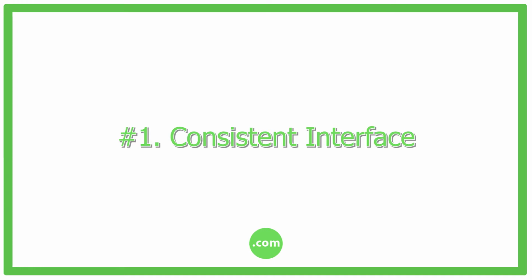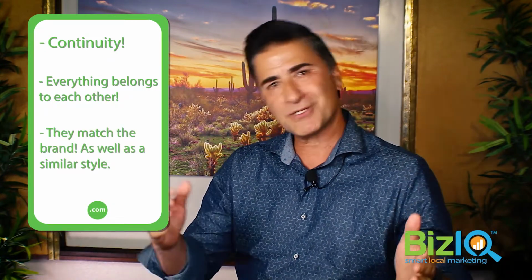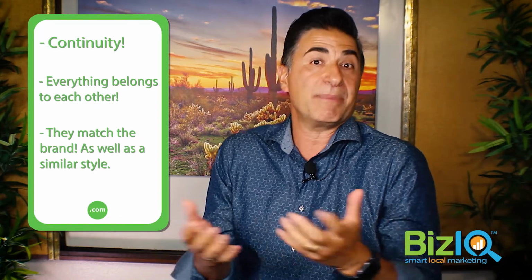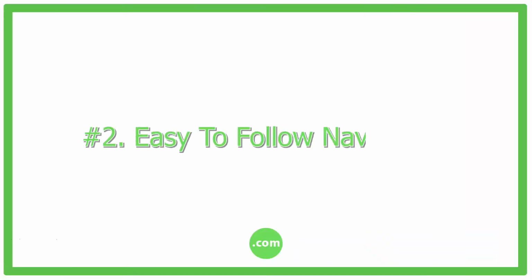Number one, consistent interface. I like to use the word continuity. The site needs to look like it belongs to each other. So from page 1 to page 10, from home page to services pages, you need to make sure that they belong to each other. It's much like when you think about advertising or marketing and the ad campaigns that are out there, they all look like they belong to each other. One ad to the next ad to the next ad belongs to each other. Continuity. Make sure your site has that continuity as well.